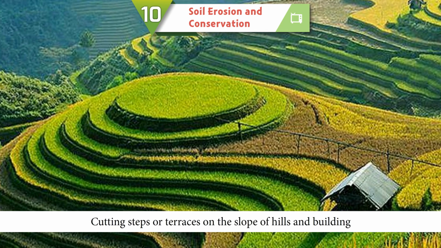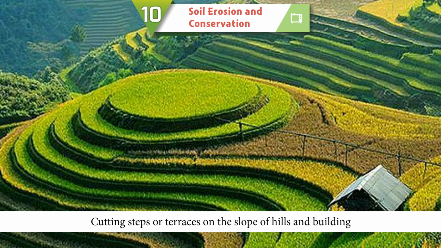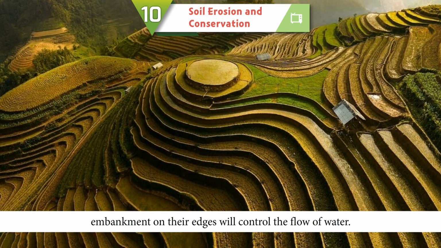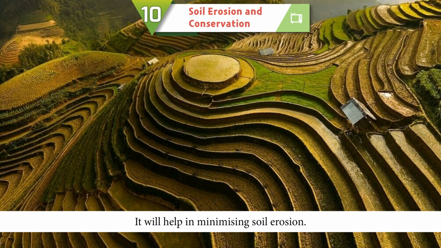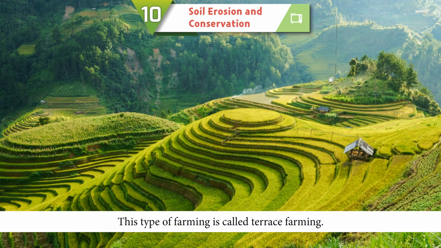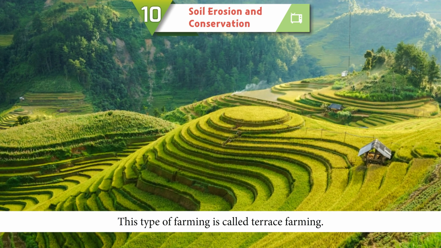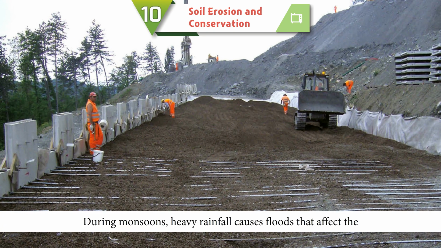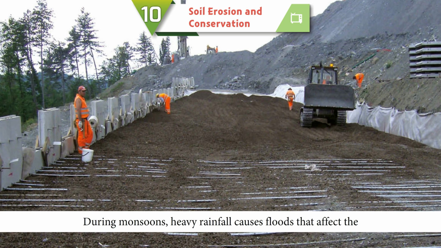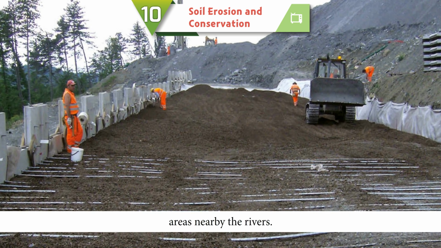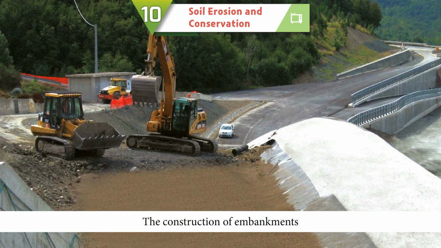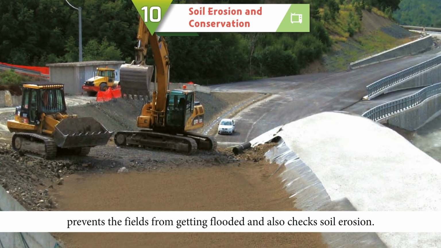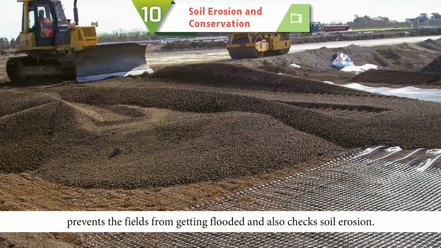Terrace farming. Cutting steps or terraces on the slope of hills and building embankment on their edges will control the flow of water. It will help in minimizing soil erosion. This type of farming is called terrace farming. Construction of embankments. During monsoons, heavy rainfall causes floods that affect the areas nearby the rivers. The construction of embankments prevents the fields from getting flooded and also checks soil erosion.